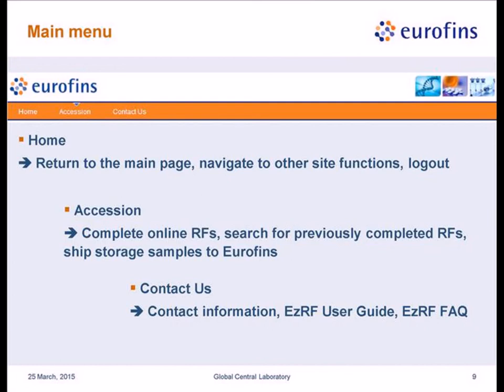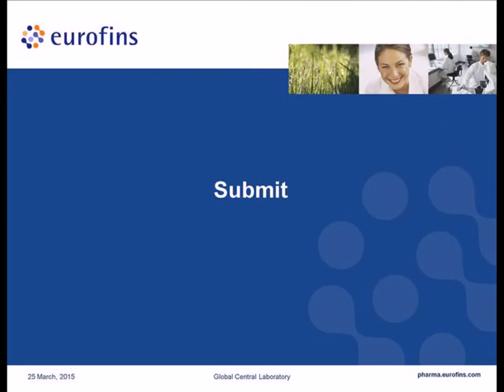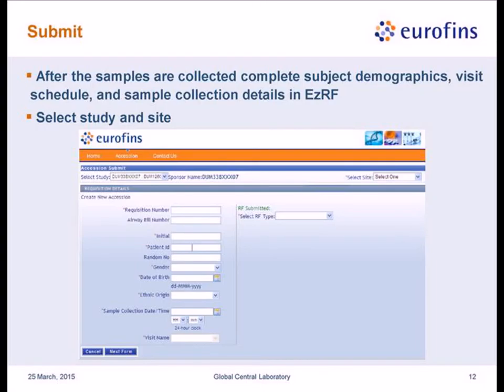Moving on to the next slide, which is slide number 9. It just, again, reiterates what I just said. Homepage. The screenshot you saw on the previous slide was the home page. If you were on any other page in the EzRF website, and if you click on the home page, it will bring you back to that page. The Accession tab is the tab you would use the most for completing online acquisition forms, searching for previously completed acquisition forms, and shipping storage samples. The Contact Us tab has contact information of the Eurofins locations, the EzRF user guide, and the EzRF frequently asked questions document.